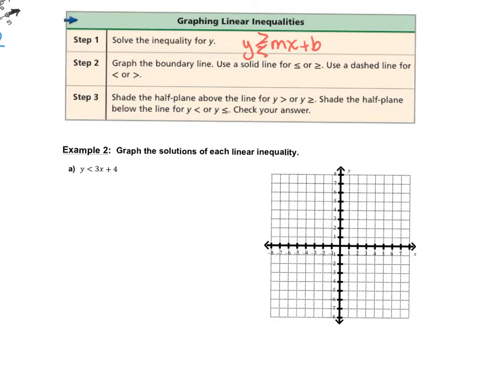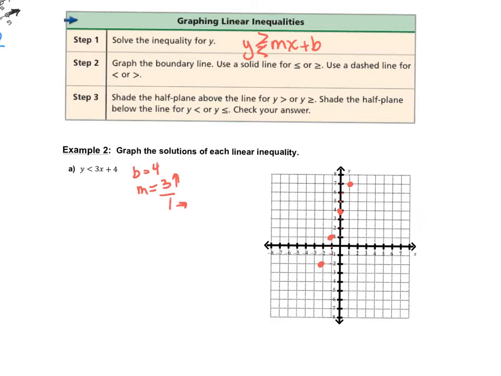So the first one, y equals 3x plus 4. Y is less than 3x plus 4. Graph it like a normal slope-intercept. Begin at the 4, because that's the y-intercept. And the slope is 3 over 1, so that means you're going to go up 3 to the right 1, up 3 to the right 1. You can extend it in the other direction.